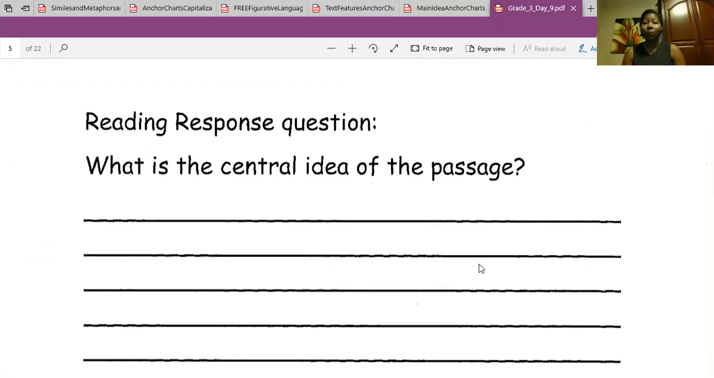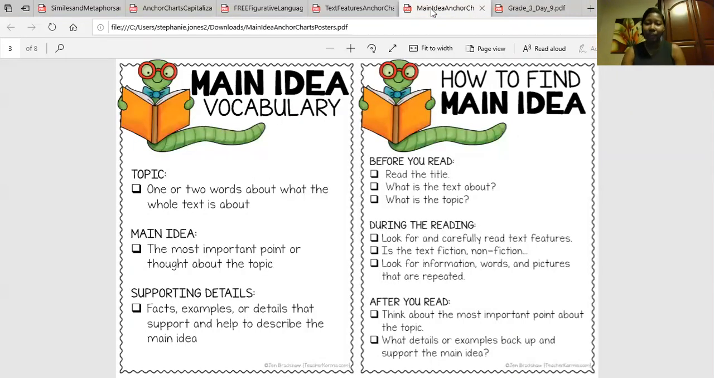It says, what is the central idea of the passage? Central idea? What does that mean? Do you know? Well, I'll tell you. The central idea of a passage is another way of saying the main idea of a passage. And here are a few clues on how to find it.